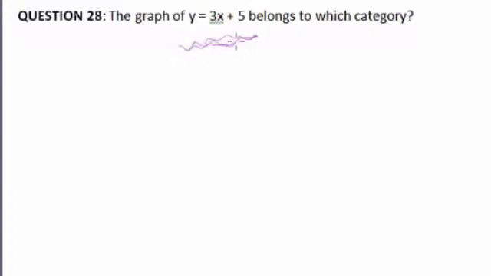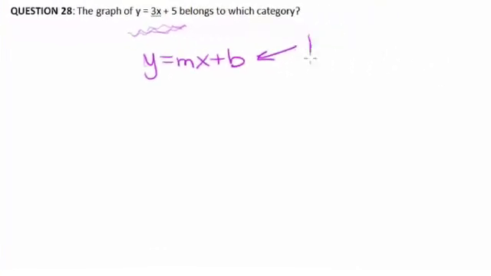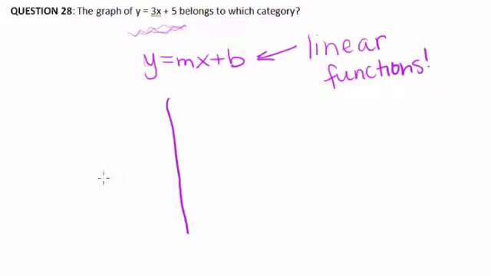Y equals 3x plus 5. Doesn't that look something like y equals mx plus b? And what is this? This is how we usually write linear functions. Woohoo! Guess what? That's one of the choices. And I can show you a little bit of what that might look like.